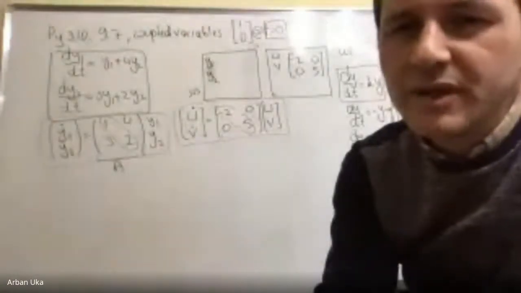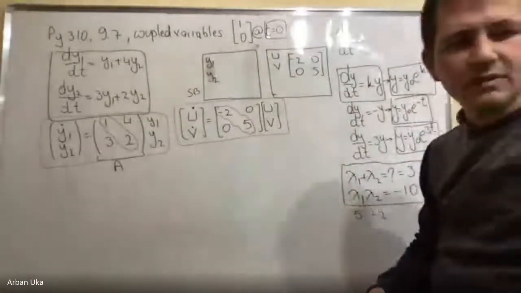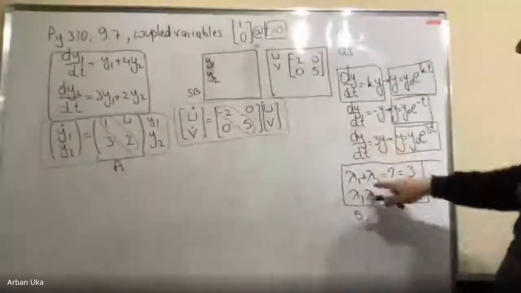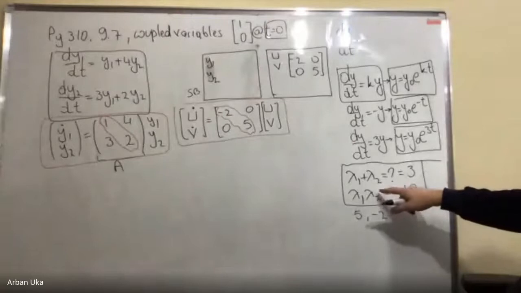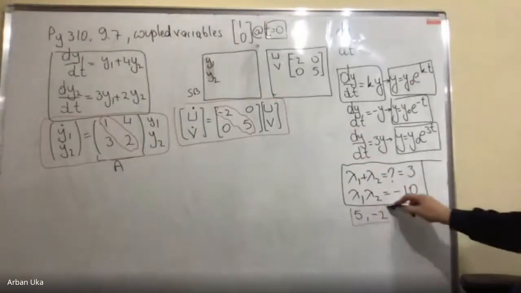Okay, sorry. I just had an internet fluctuation, but everything took some time. Sorry about that. So let's continue. It looks like just by looking at the trace and the determinant of a 2 by 2 matrix, we found the two eigenvalues, 5 and minus 2.